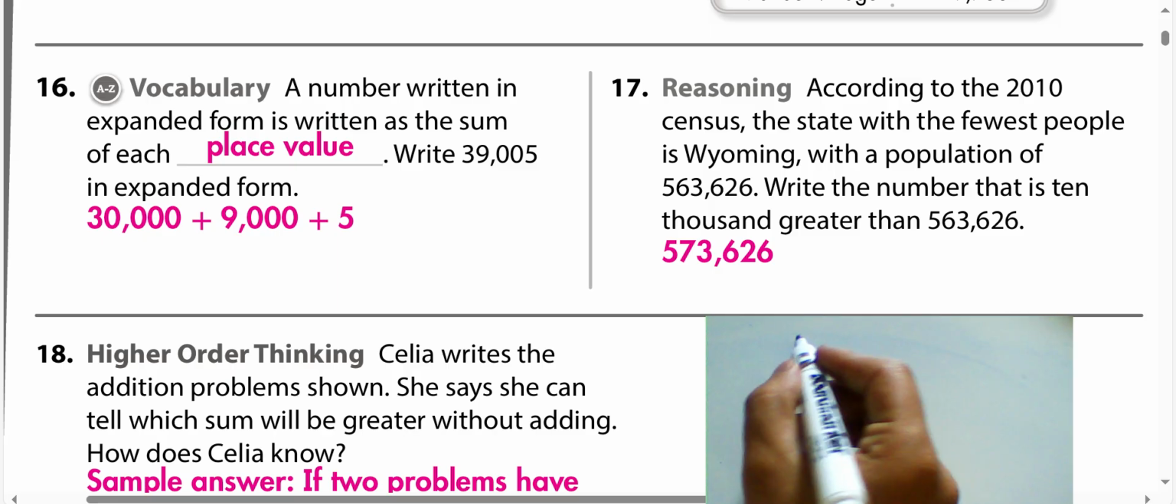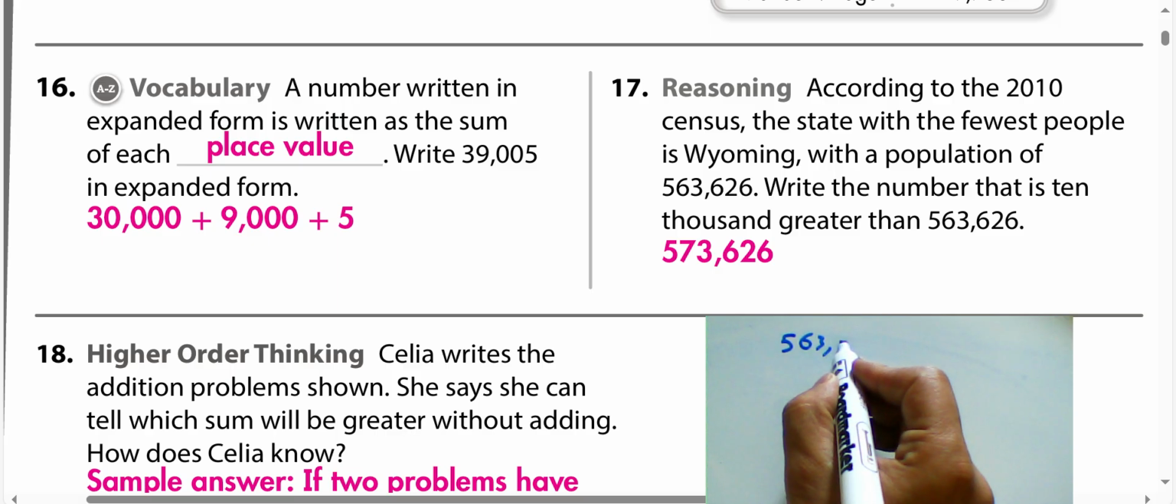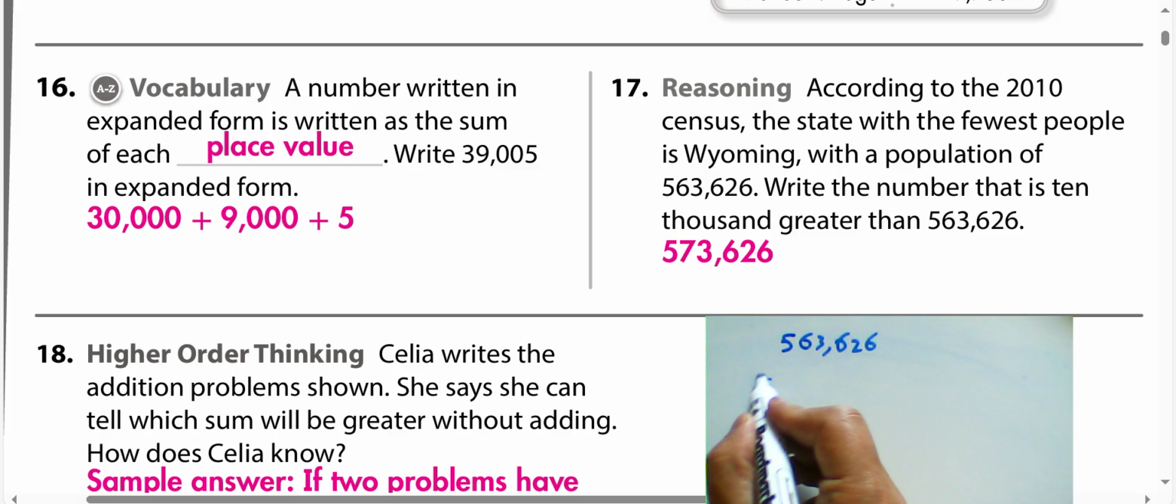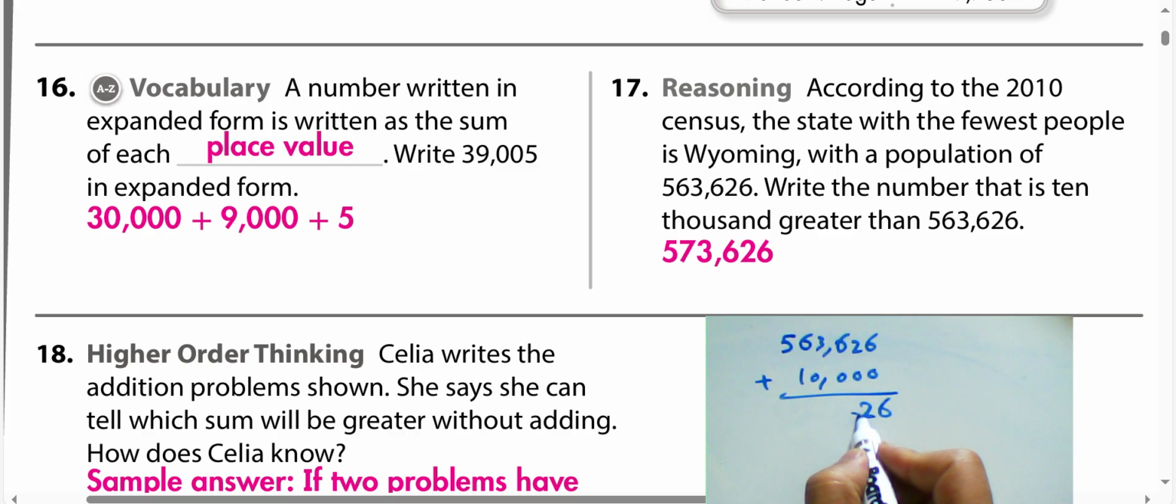Understood or not? Again, we have the number 563,626. He asked us to add 10,000 to it. This will be 6 becomes 7, so 573,626.